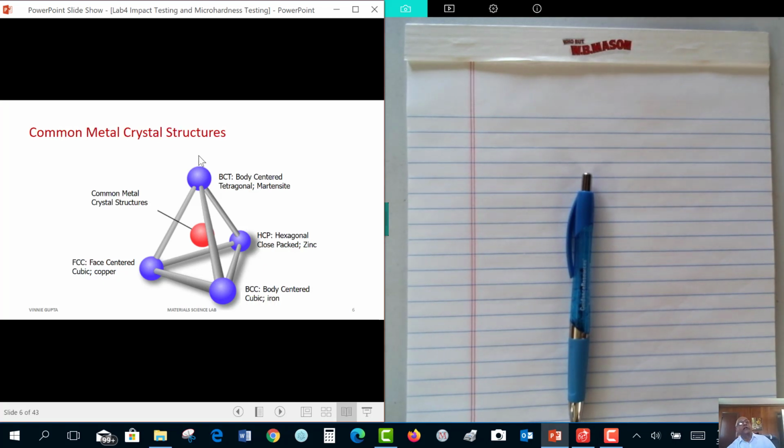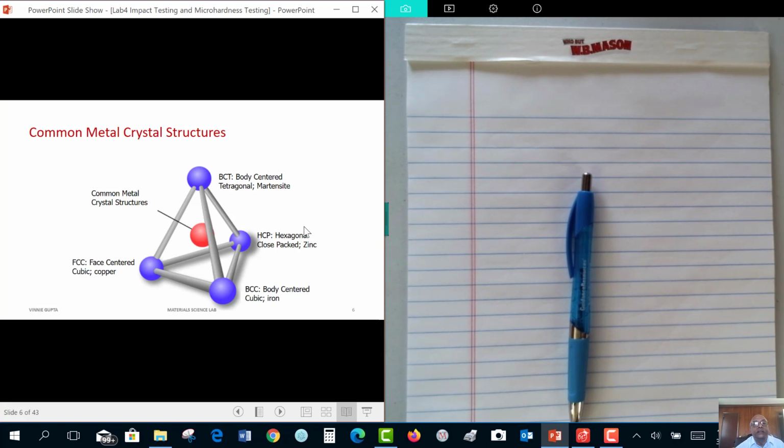So here are four common metal crystal structures. Face-centered cubic, like copper. Copper is FCC. Face-centered materials are usually soft, they are ductile, and they don't show a brittle to ductile transition temperature. We are going to talk about that a little later on, but I'm giving you an overview. Body-centered cubic materials like iron have medium strength and medium ductility, and they do indeed show a ductile to brittle transition temperature.